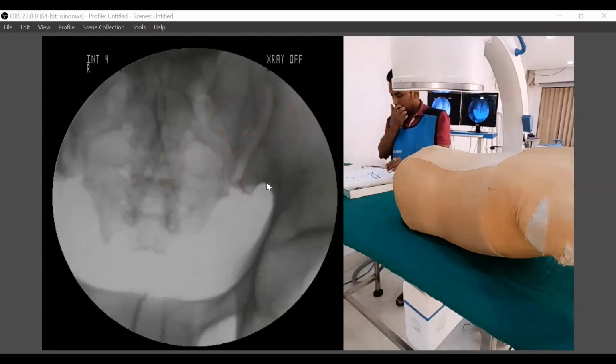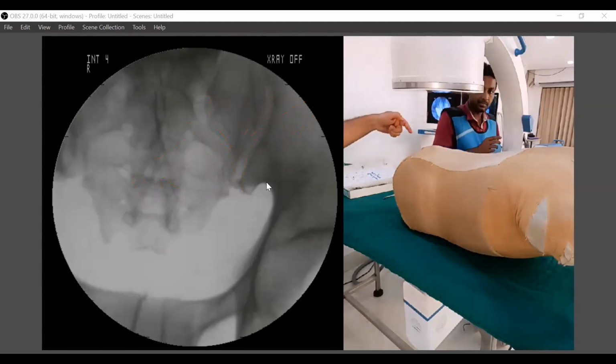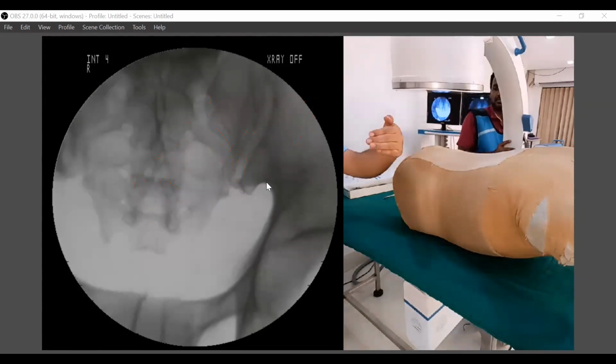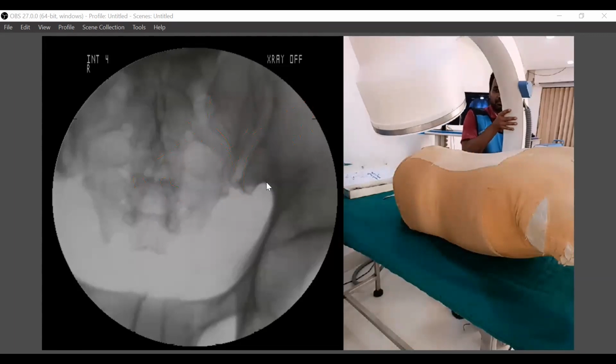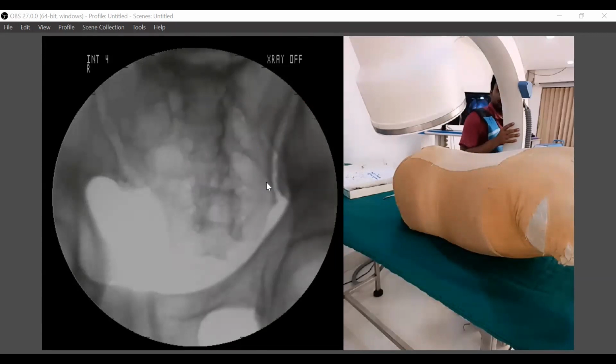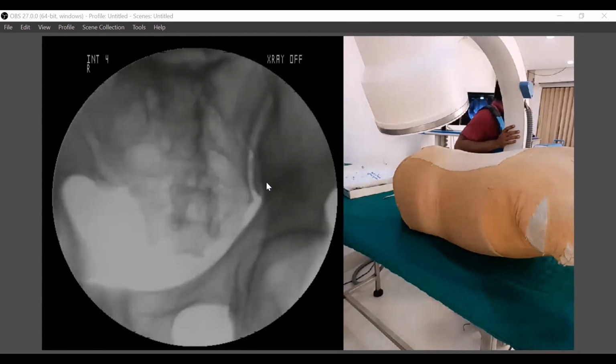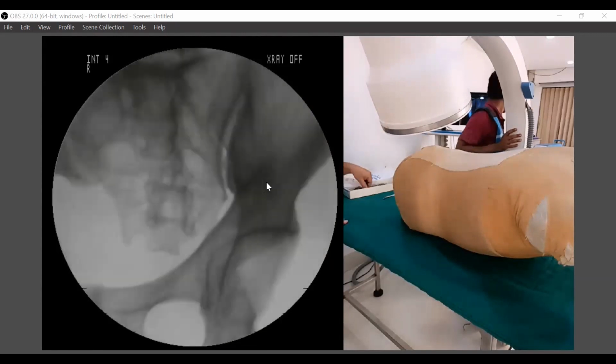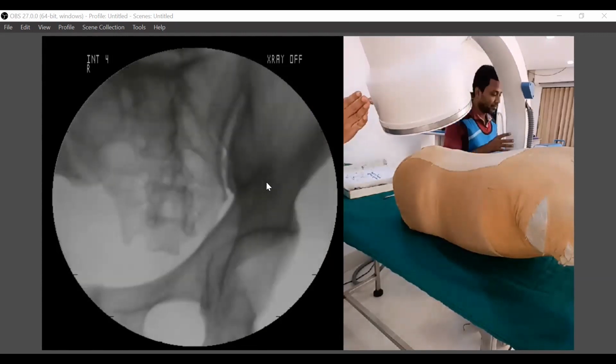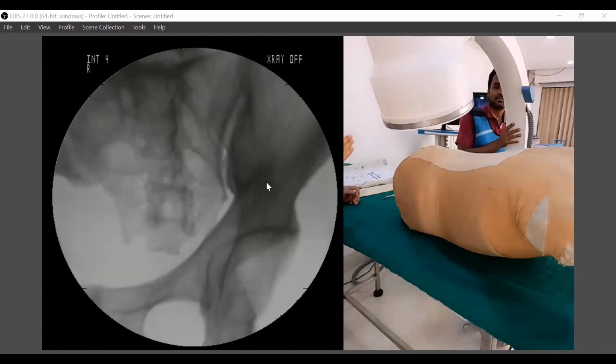So now, for overlap, I am doing a contralateral oblique. My target is the right SI joint, but the C-arm will move in this way, to the left oblique. Shoot. Okay, so both the joints are now overlapping. More oblique. I will make it nearly in the center of the screen. A bit more. So it is in the center of the screen.